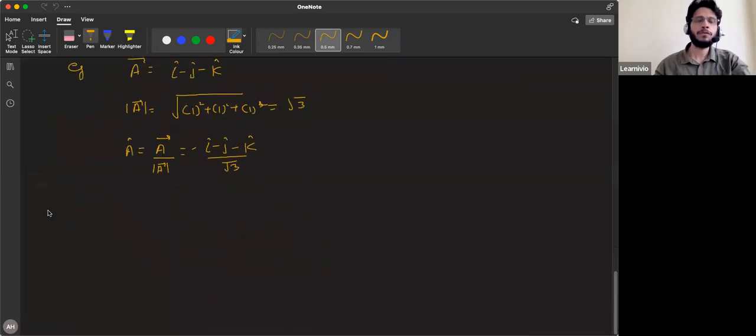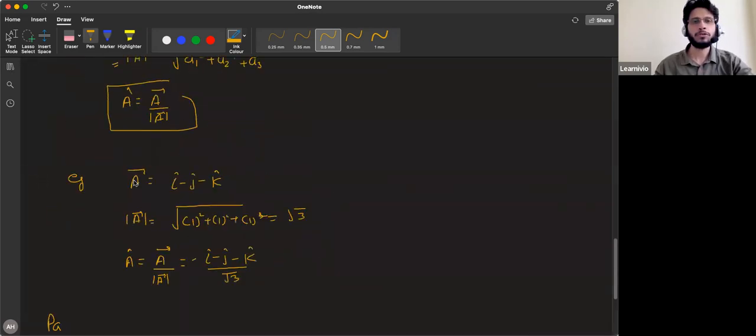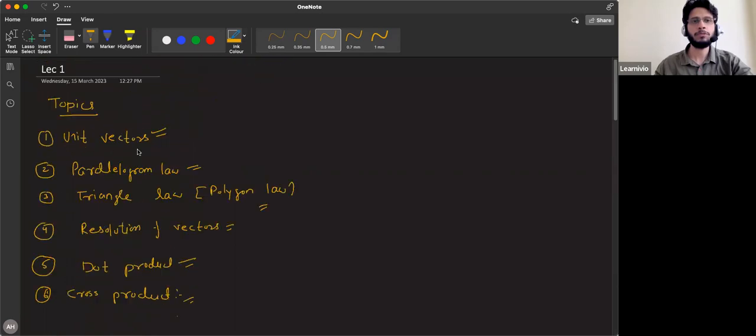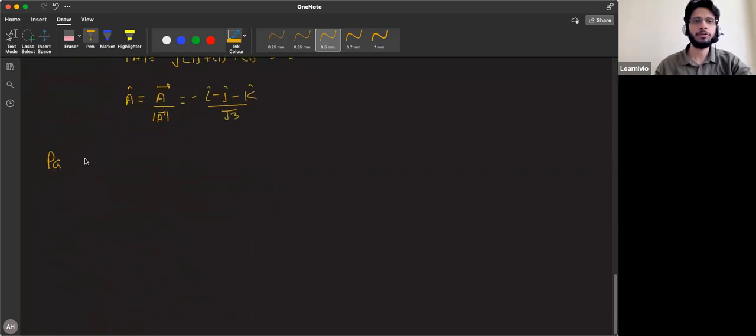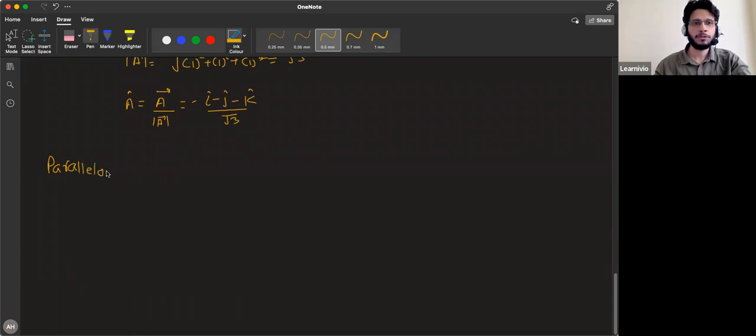Okay, after this unit vector, the next is the parallelogram law. So the first topic that you must know is unit vector, then parallelogram law. We use the parallelogram law to add two vectors.